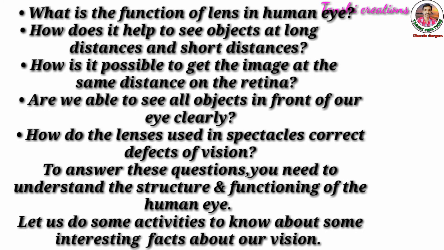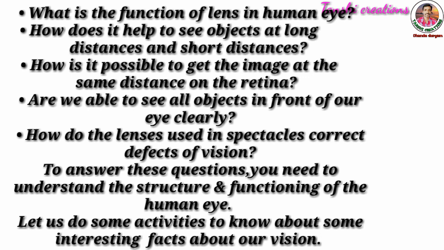What is the function of the lens in the human eye? How does it help to see objects at long distances and short distances? How is it possible to get the image at the same distance on the retina? Are we able to see all objects in front of our eye clearly? How do the lenses used in spectacles correct defects of vision? To answer these questions, you need to understand the structure and functioning of the human eye.